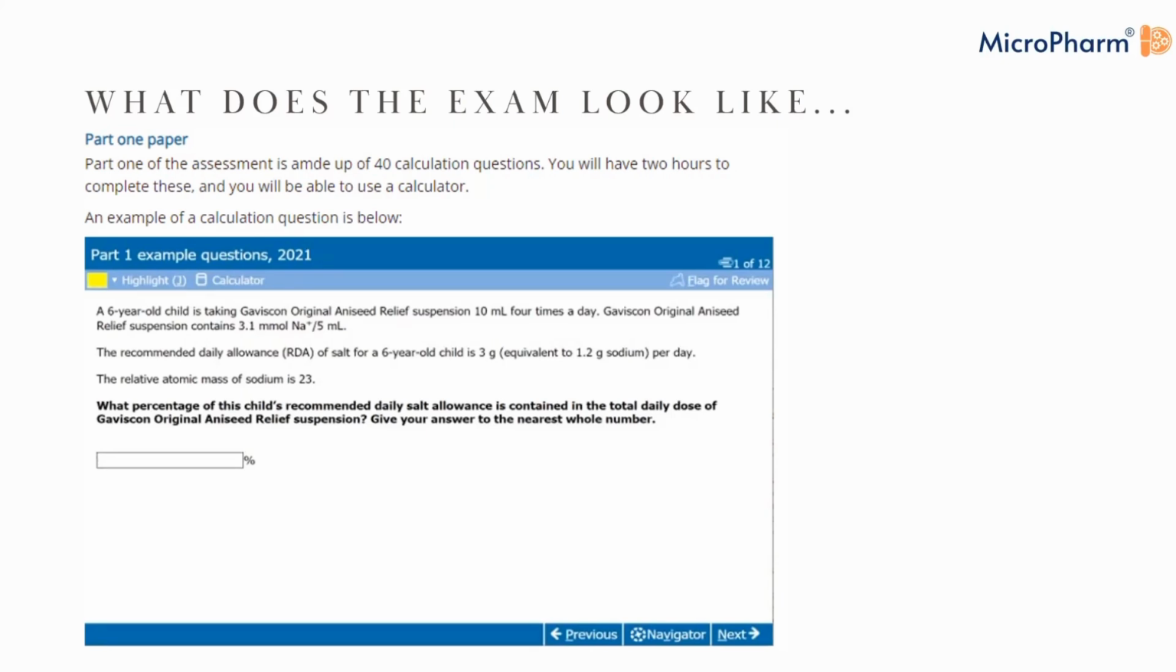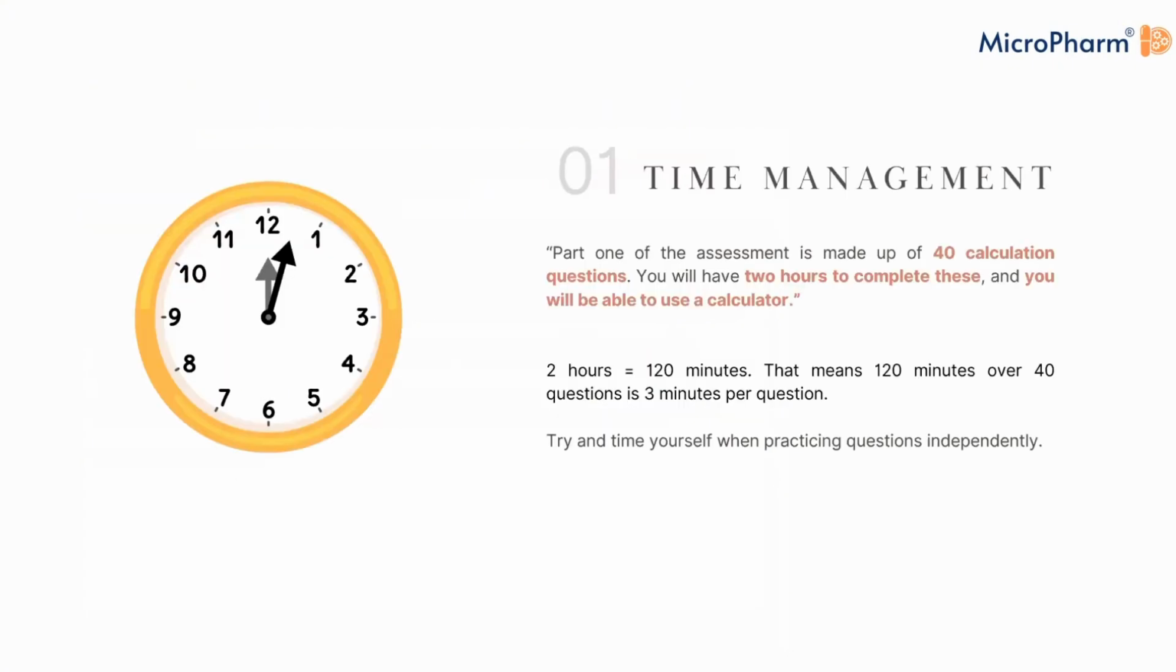So a good place to start is just to know what the exam looks like itself. The next few slides are some tips that I came up with and that I've used and shared for other trainee pharmacists that I've supervised throughout the years. So firstly, part one of the assessment is made out of 40 questions and you have 2 hours to complete these. So some quick maths for you.